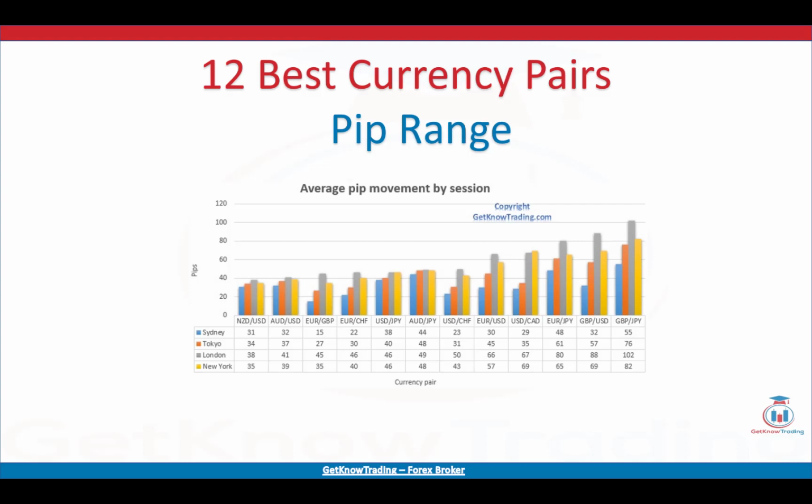On the left side is the pair with lowest pip range, and that is New Zealand dollar and Australian dollar. And on the right side, you have pair with the highest pip range, and that is GBP USD and GBP Japanese yen. Below the graph, you can see pairs pip range divided per trading session, which gives you better insight when the pair has highest and lowest pip range per day.